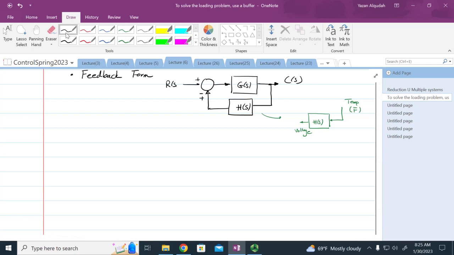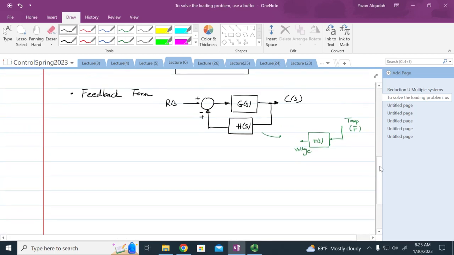Okay, so in this feedback form, we define this signal as an error signal, because this signal is R of S minus C of S.